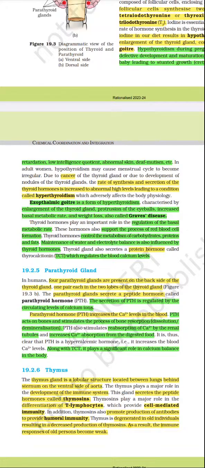The thyroid gland also secretes a protein hormone called thyrocalcitonin (TCT), which regulates the blood calcium level.